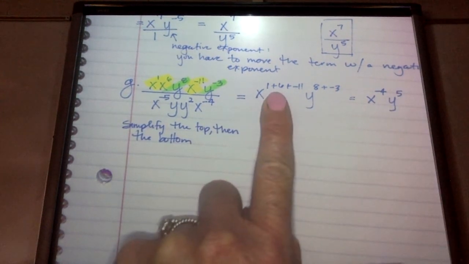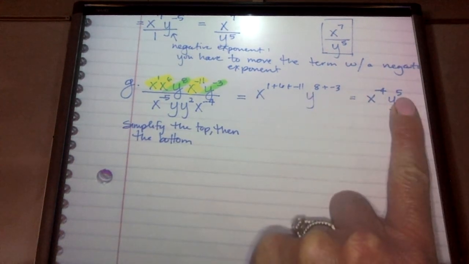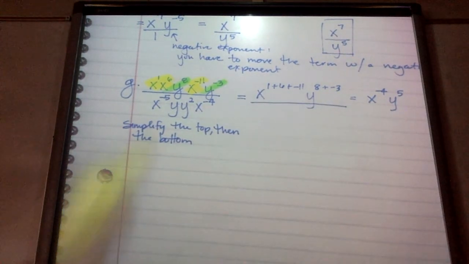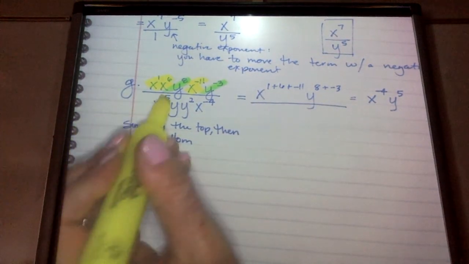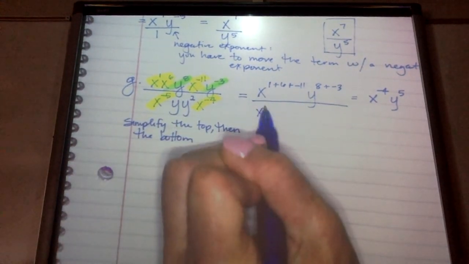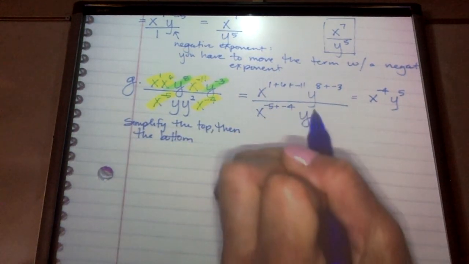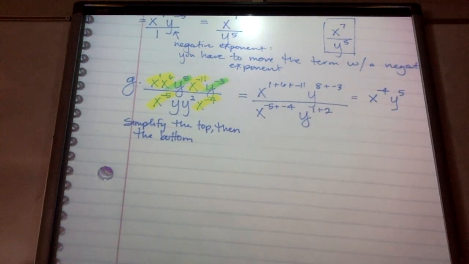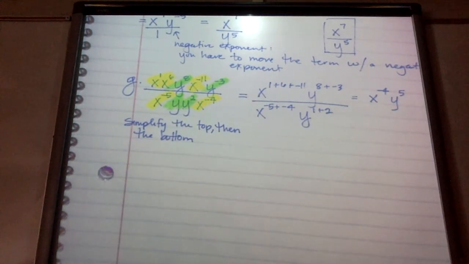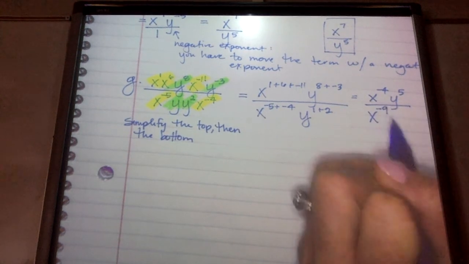1 plus 6 is 7. 7 minus 11 is negative 4. 8 plus a negative 3 is a positive 5. So now I'm going to do the bottom. I'm going to highlight, I got x negative 5 and x negative 4. So x negative 5 plus negative 4. And I've got y to the first plus y squared, so y to the first plus 2. I'm going to simplify each of those, and I get x to the negative 9th and y to the 3rd.